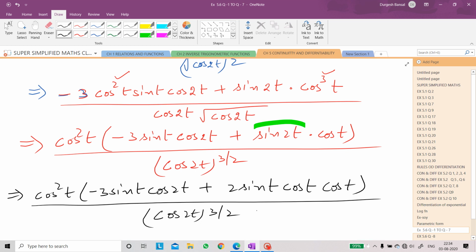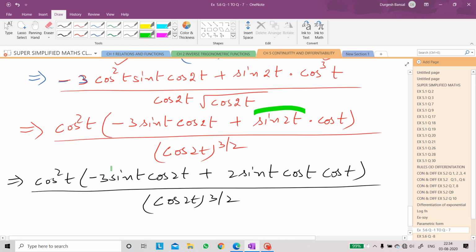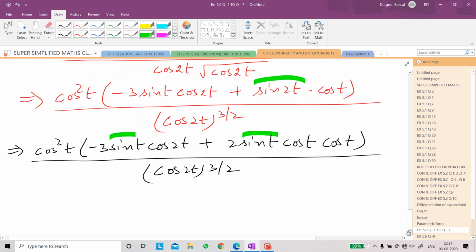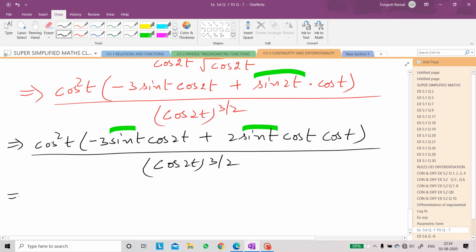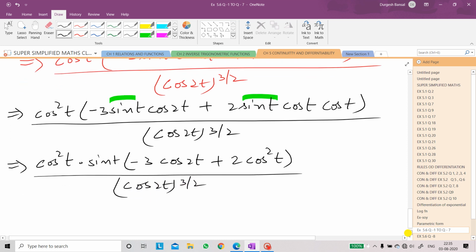And here you can take sin t common. So what you will do, you can take this sin t common, and the next step you write will be cos square t into sin t, and we are left with minus 3 cos 2t plus 2 cos square t divided by cos 2t whole raised to the power 3 by 2.